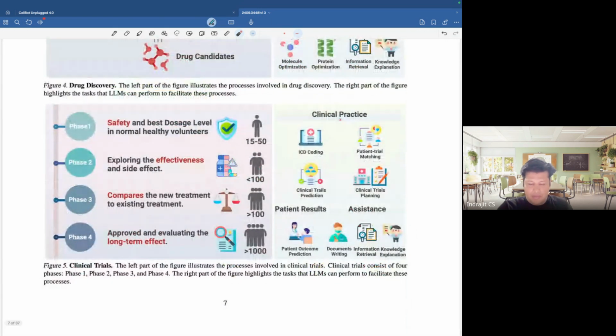Yeah, so this is the clinical practice process. Phase 1 is safety and best dosage level in normal healthy volunteers, and then you explore the effectiveness and side effects, and then you compare the new treatment to existing treatment, and then you approve the evaluation on the long-term effect, right? And this is where you have ICD coding, patient trial matching, clinical trial prediction, and then clinical trial planning, right? And then this is where you get the patient outcome, doctor documents writing, information retrieval, and knowledge explanation.